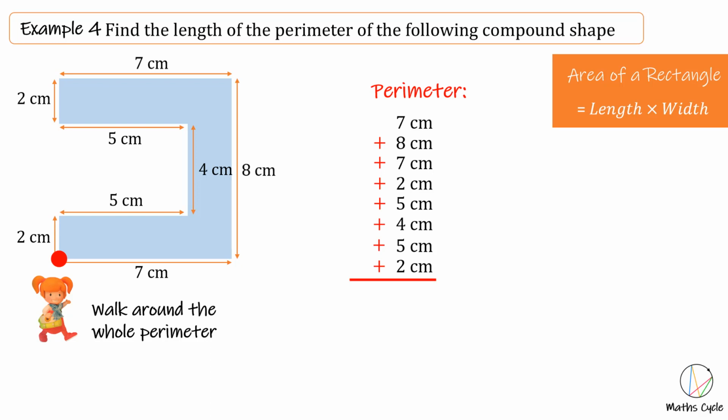So that is a full list of all the lengths that I have walked along. Add them all together to find the full perimeter of the shape. So it's 40 centimeters long. Now be careful, not centimeters squared. We're not talking area here, we're talking length. So it is 40 centimeters.